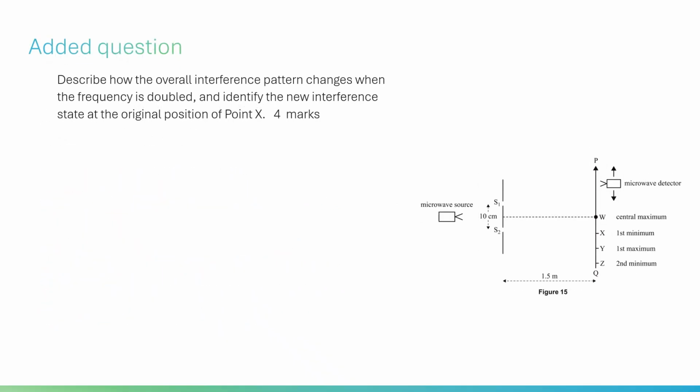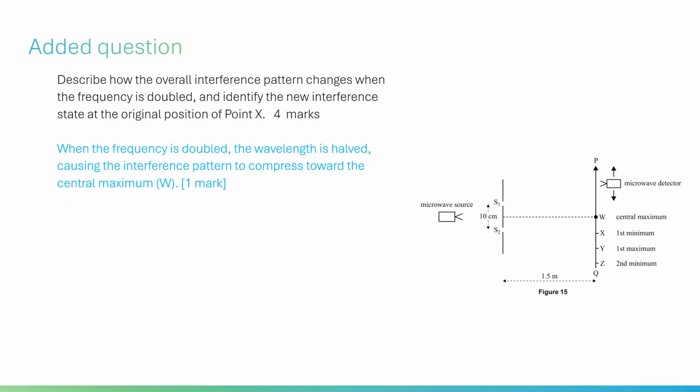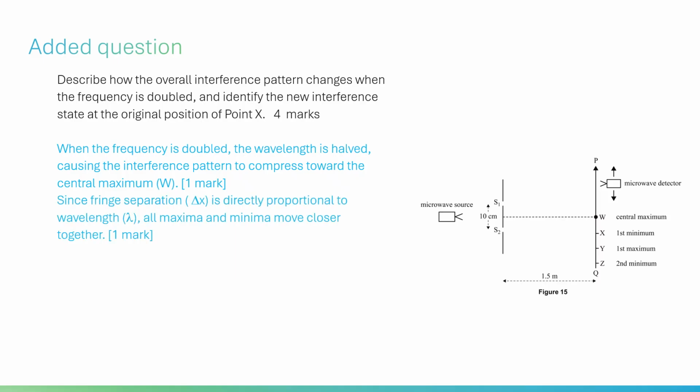When the frequency is doubled, the wavelength is halved, causing the interference pattern to compress toward the central maximum, W. Since fringe separation, delta x, is directly proportional to wavelength, lambda, all maxima and minima move closer together.